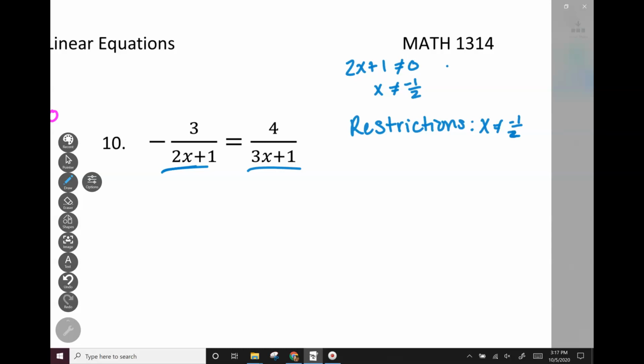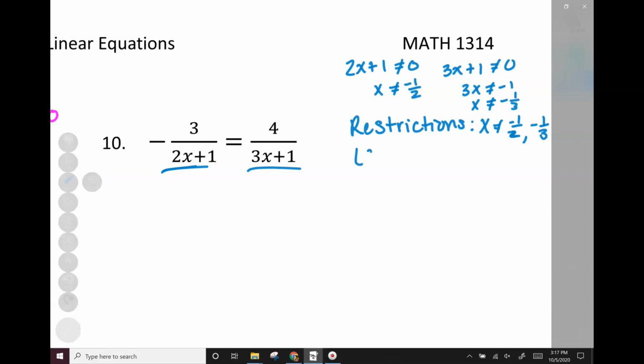Okay, and then the other one, 3x plus 1 cannot equal 0. 3x cannot equal negative 1. x cannot equal negative 1/3. So negative 1/3 is your other restriction. All right, so those are our two restrictions. So you just set the denominators not equal to 0 and solve for x to get those restrictions.